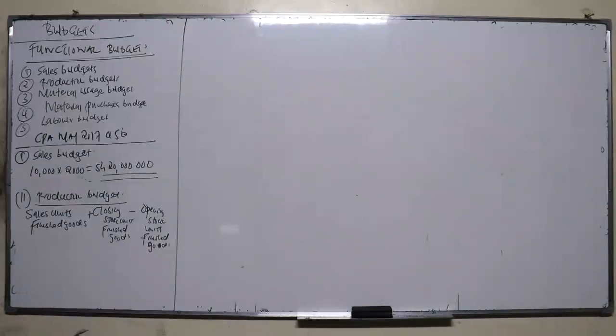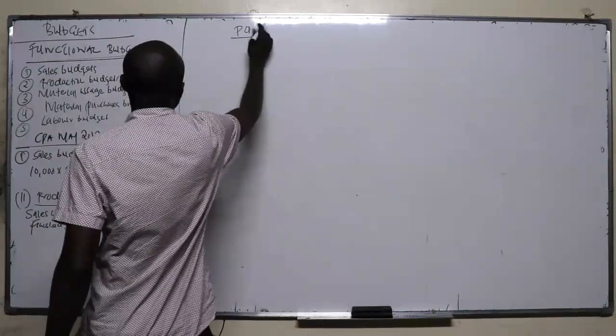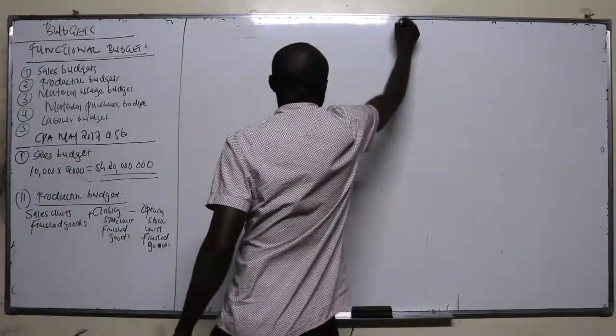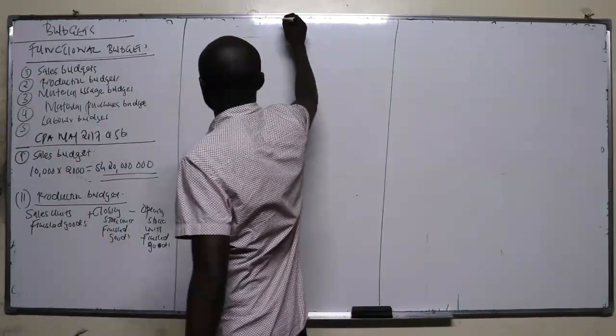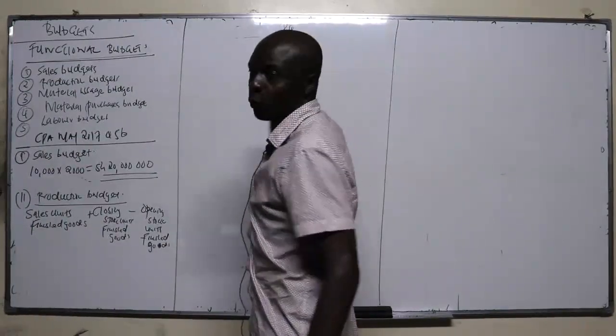So if you want to know the units that you're going to produce, they are those units that you're going to sell, plus what you're going to retain at the end of the period, minus what you started, isn't it? So that one will give you what you're going to produce. So here they are only producing an item called PQ. This is the one that they're going to produce.